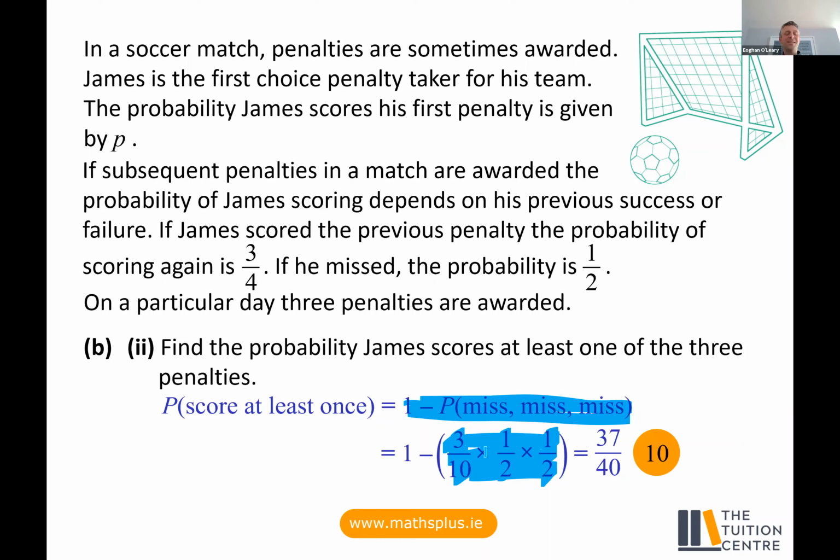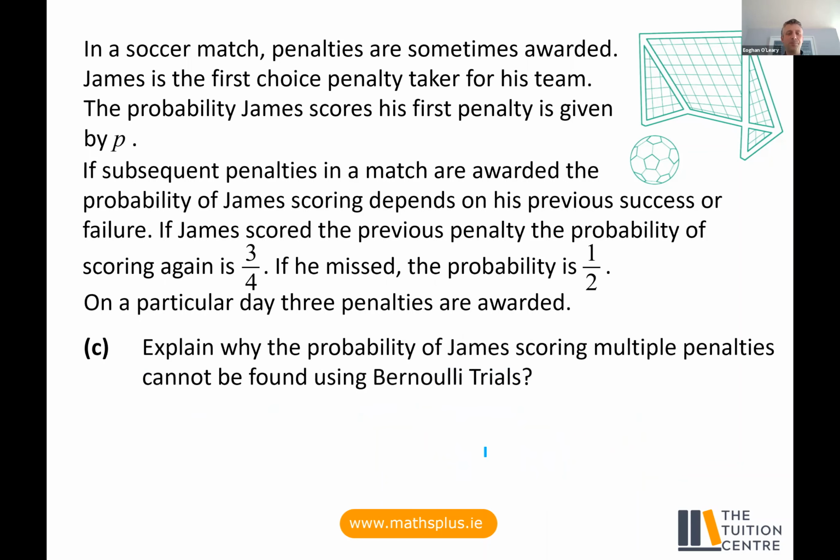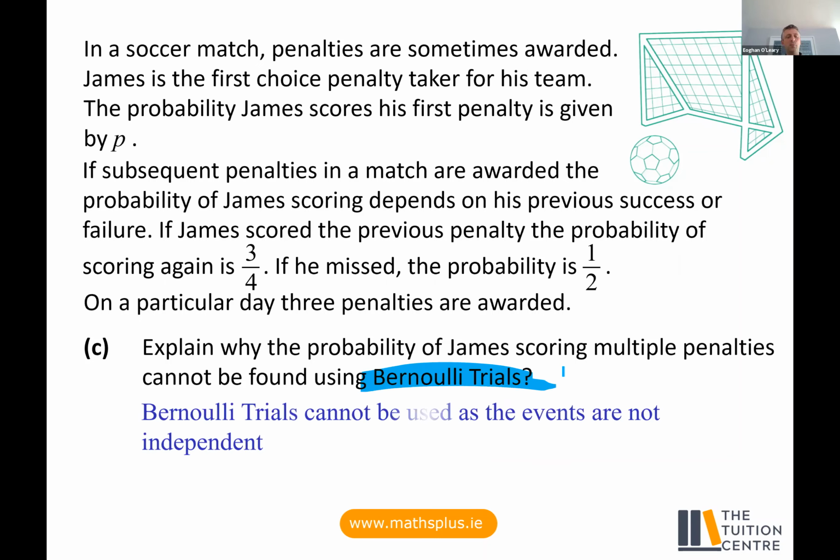So that 10 marks is easier earned than the other ones, but it's all kind of dependent on if you have the logic of the question. Explain why the probability of James scoring multiple penalties cannot be found using Bernoulli trials. Perhaps some of you tried Bernoulli trials, but it's not appropriate because in this case, the events are not independent. The probability of scoring the second penalty depends on the result of the first one. So that was a 5-marker.